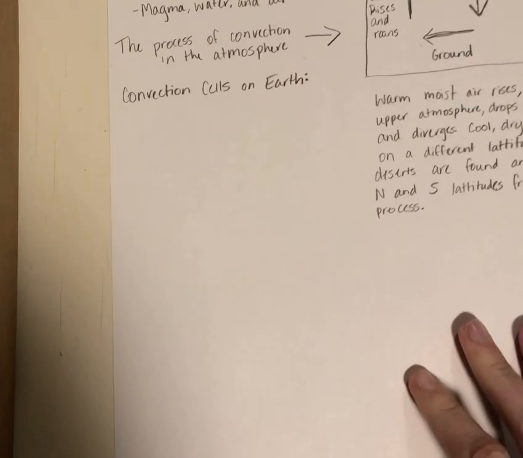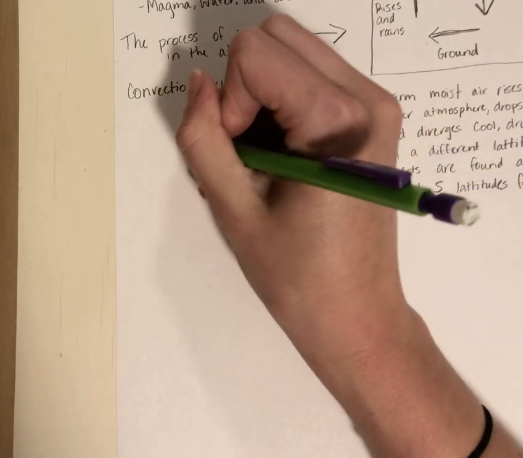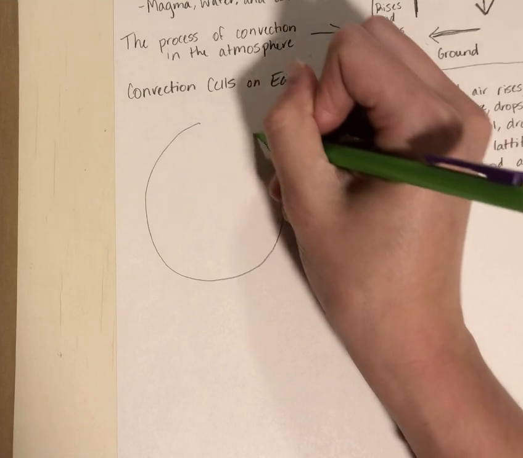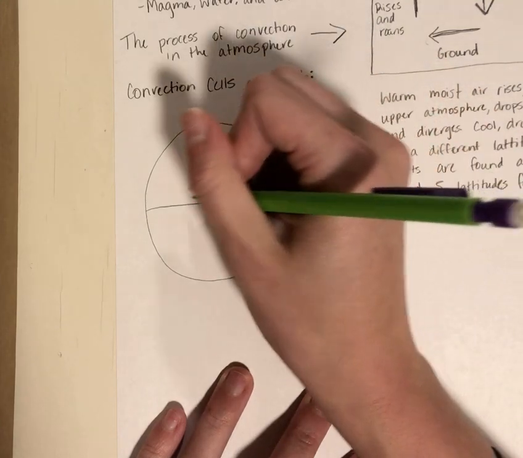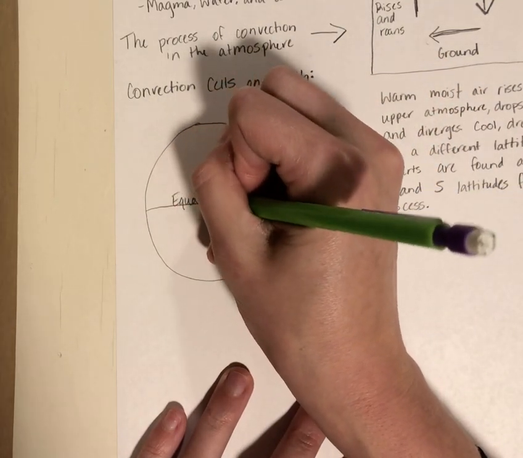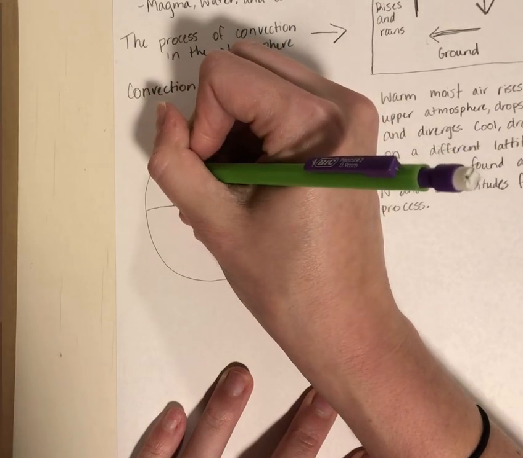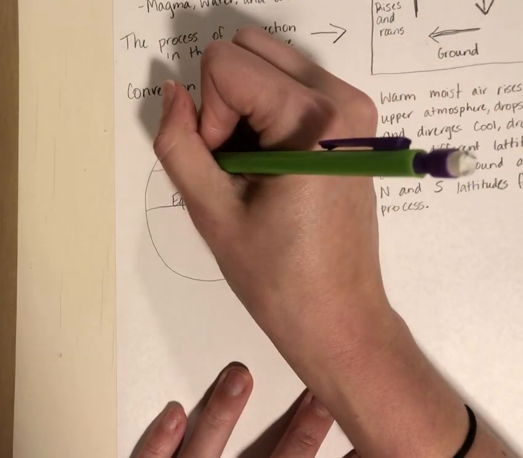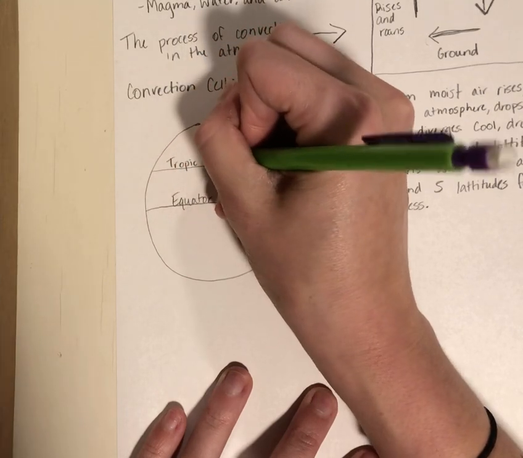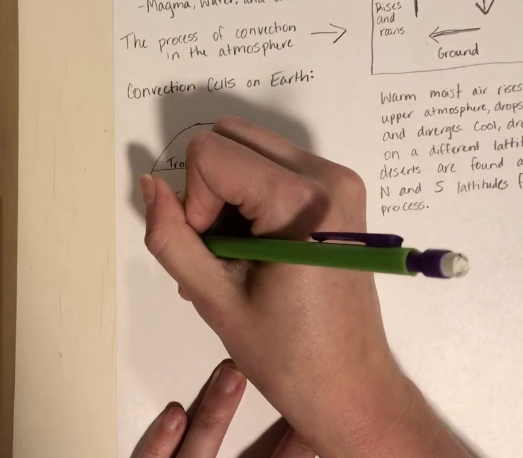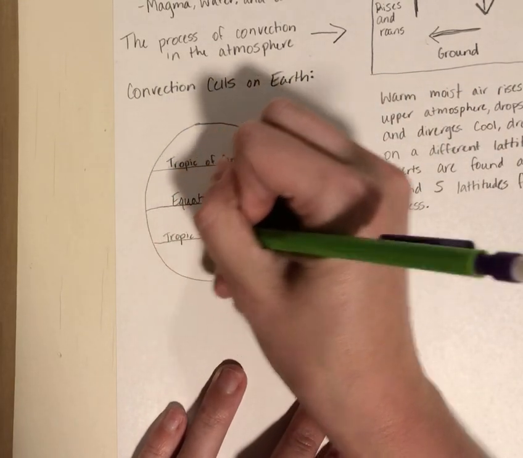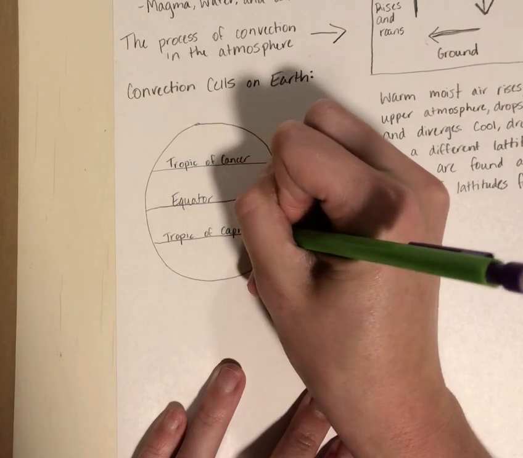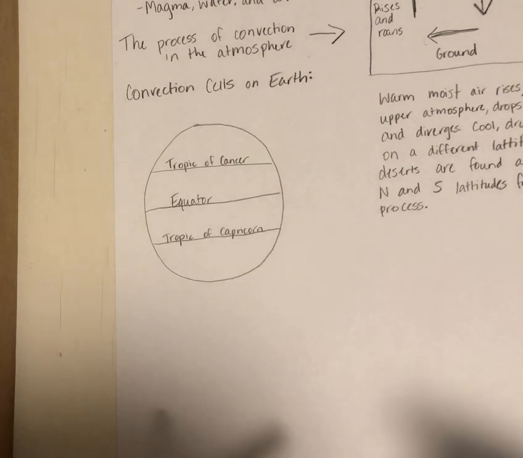Okay, so now we have to draw an Earth. Okay, so I'm going to draw my line for the equator. Remember, 23.5 above is our Tropic of Cancer. 23.5 below is our Tropic of Capricorn. Okay. On this one, you don't have to draw your countries. I mean, if you really want to, you could.